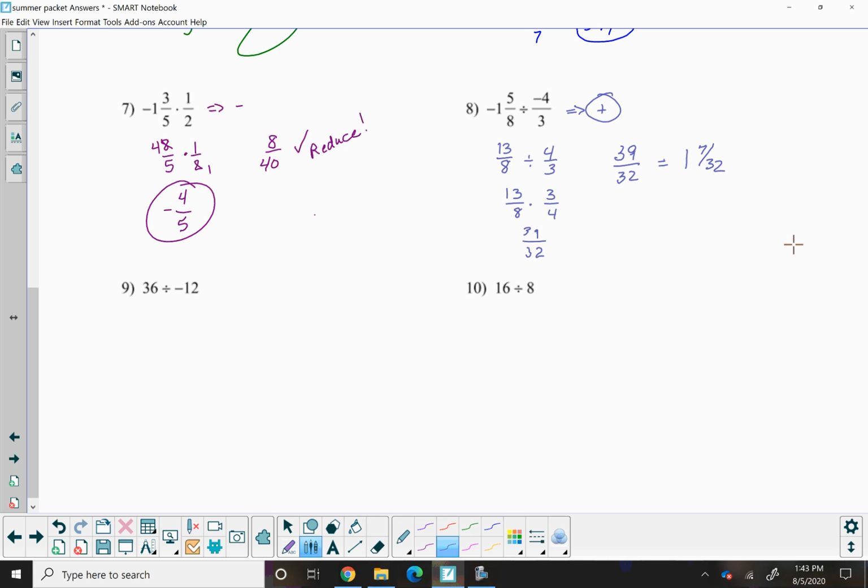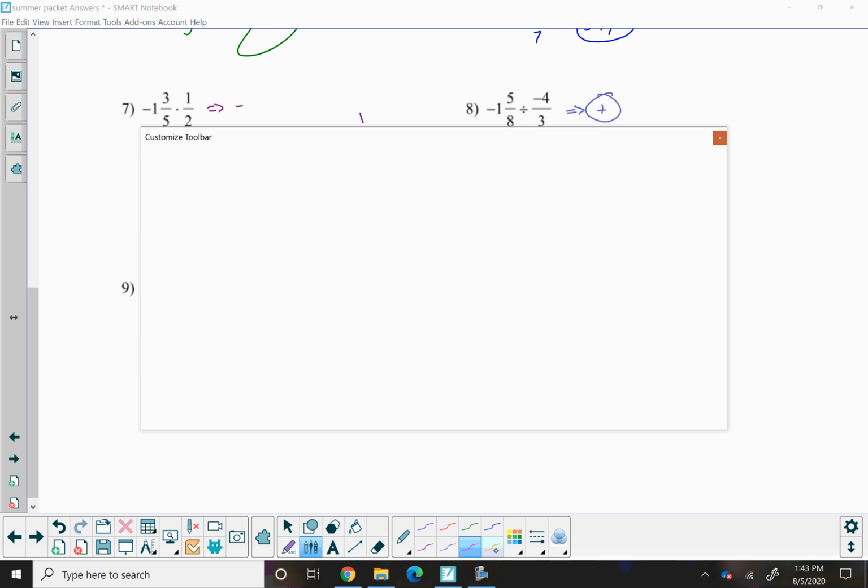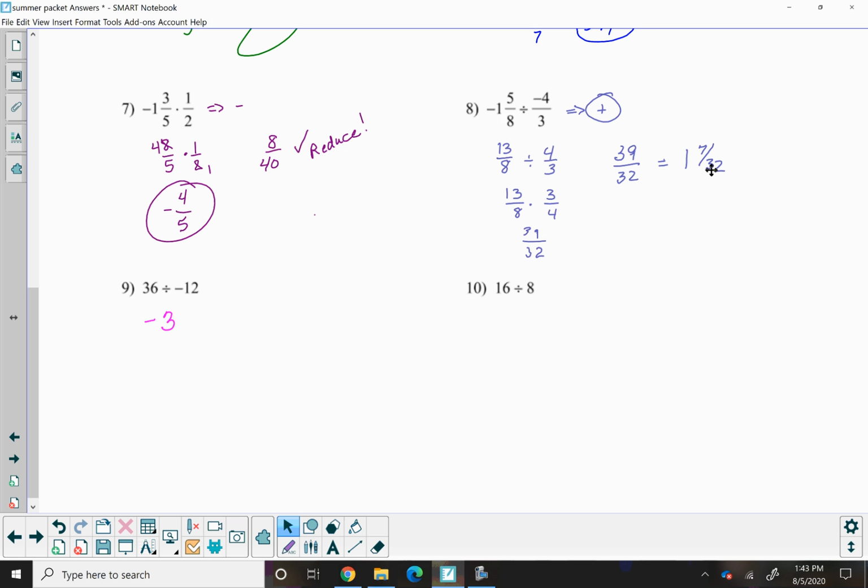Okay, number 9. You have 36 divided by negative 12. Well, you know the answer is going to be negative, and it's going to be 3. These are ones you should know. And then 16 divided by 8. 16 divided by 8 is going to be 2. Okay, moving on to the next page.